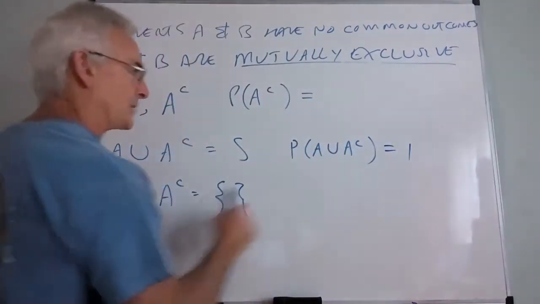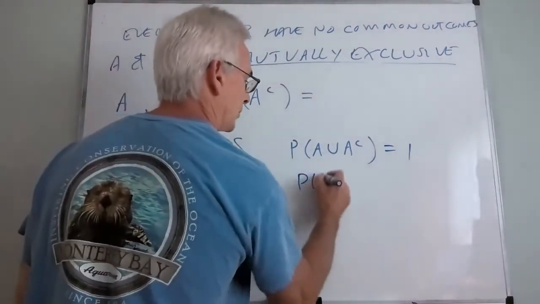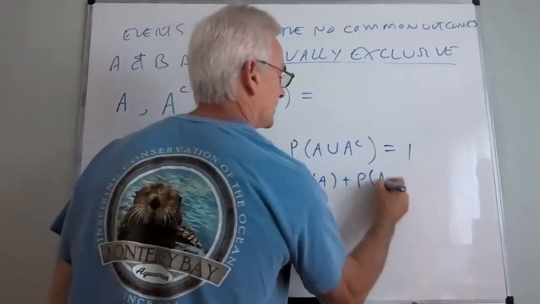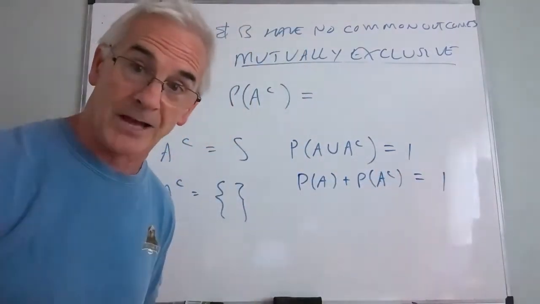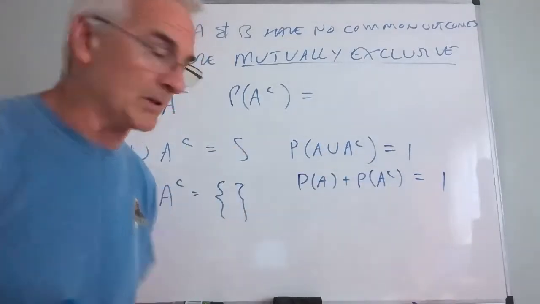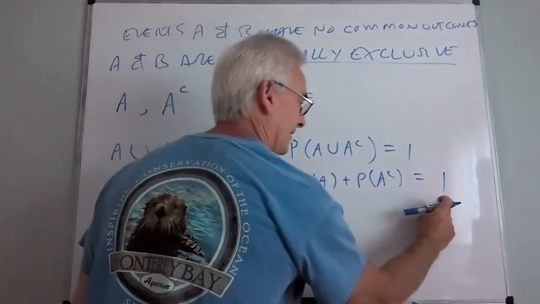But since there's no intersection, doesn't this also mean that the probability of A plus the probability of A complement equals 1? Because there's no intersection. I don't have to say minus the intersection, because there's nothing there. Do you agree with that statement?